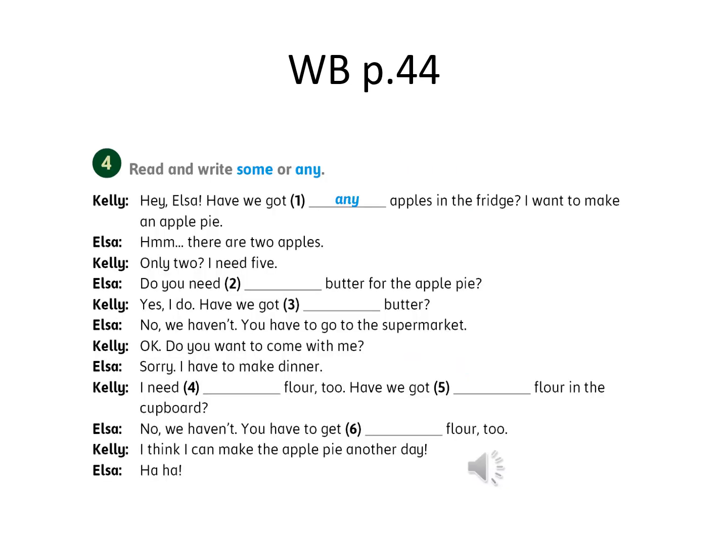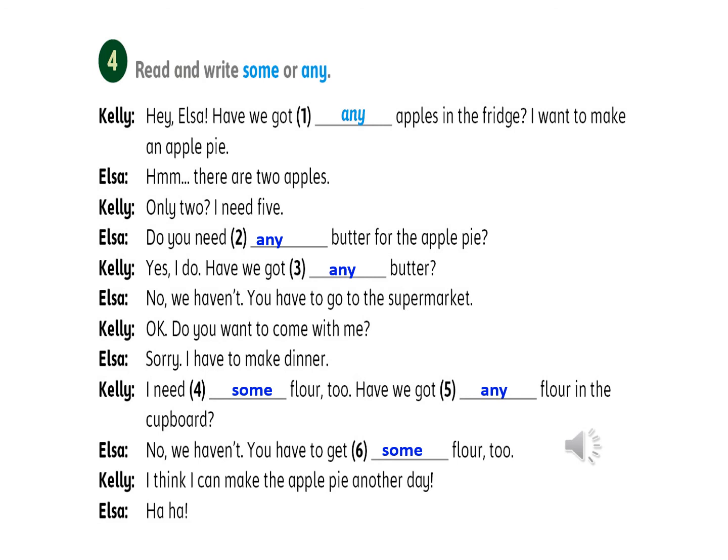Now read and write some or any. Number 1, hey Elsa, have we got any apples in the fridge? Because it's a question. Now please stop the video, write the answers, and then come back to check your answers. Let's remember that we use any for questions and negative sentences, and some for positive sentences.